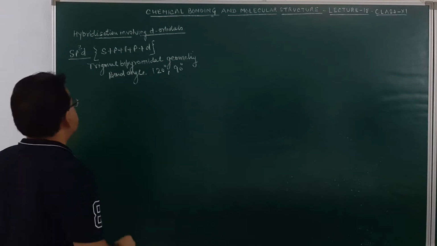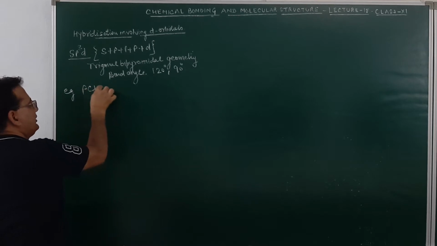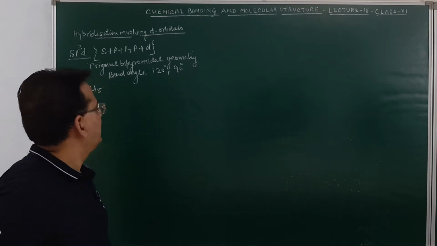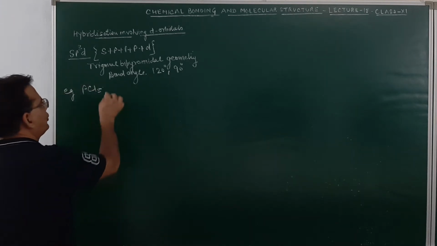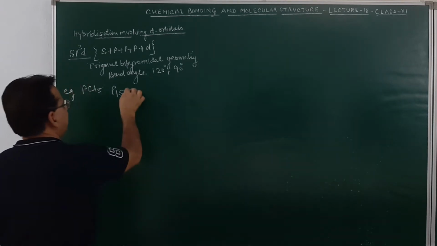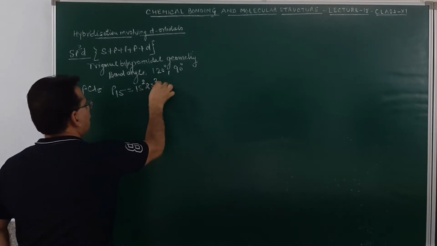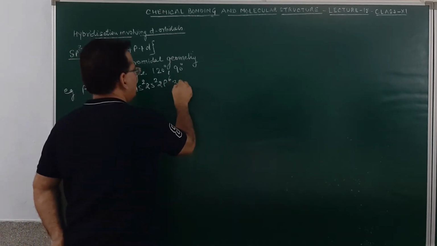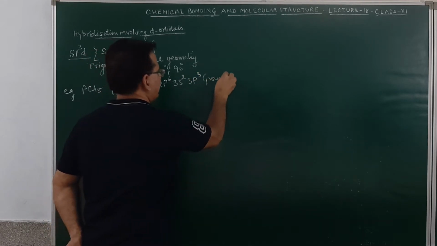As for example, if I discuss the bond formation in phosphorus pentachloride. Now, how does the PCl5 formation occur and how do we explain this through the concept of hybridization? Now, see student, phosphorus atomic number is 15. Electronic configuration will be 1s2, 2s2, 2p6, then 3s2 and 3p3. This is the ground state configuration.